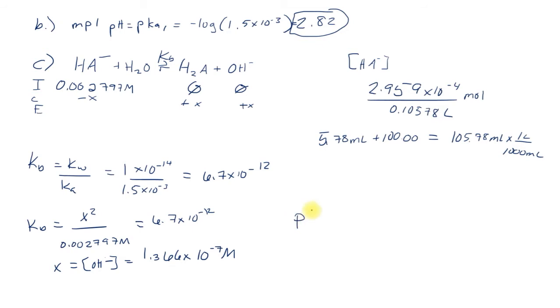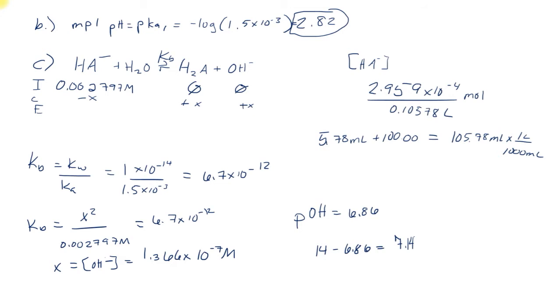So I'm going to do pOH. That would be the negative log of that number, which is 6.86. And then to get to pH, I take that subtracted from 14. So I get 7.14. Okay, so we went all the way from a 2.82 to 7.14, so that's a really dramatic increase.